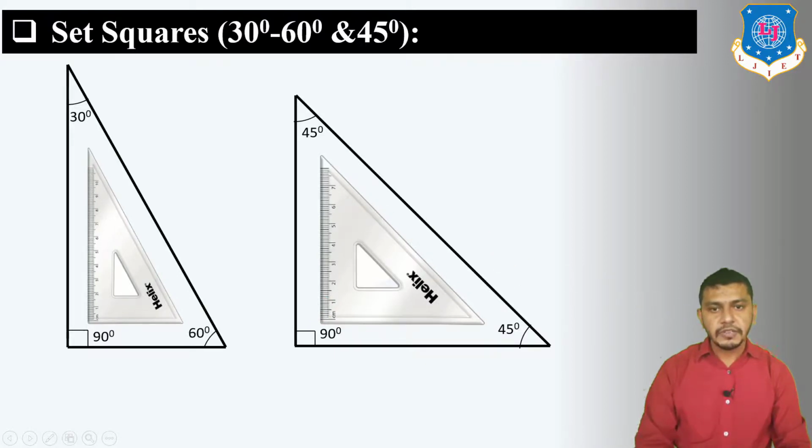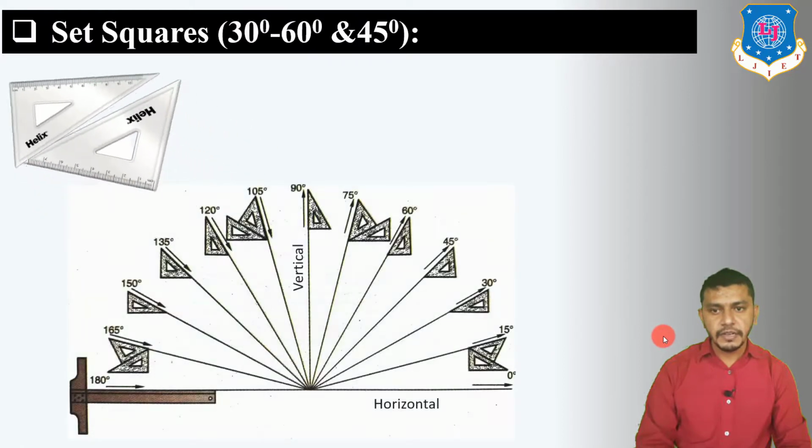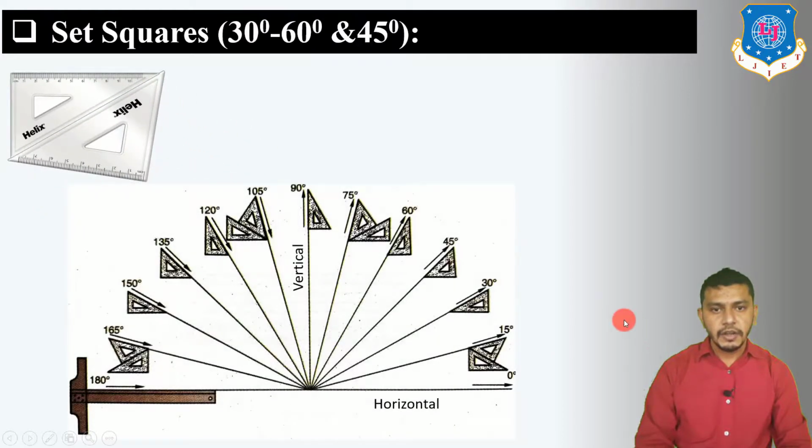So what are the applications of the set square? Set squares are used to draw different angles in multiples of 15 degree. So if we use both the set squares as shown in this figure, then we can draw different angles in multiples of 15 degree, like 15, 30, 45, 60, 75, 90, 105, 120, 135, 150, 165, 180 and many more in multiples of 15 degree.